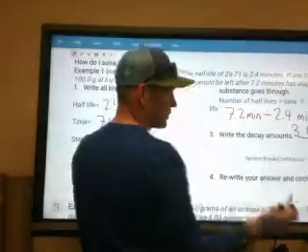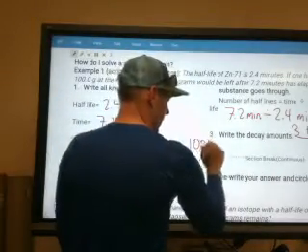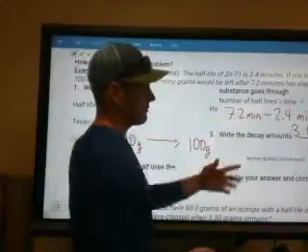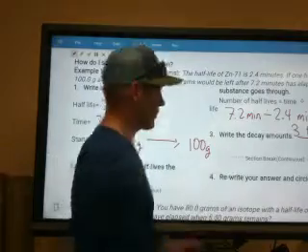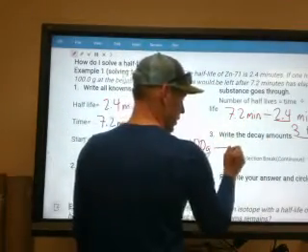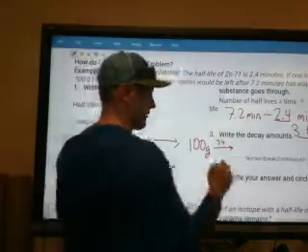So step 3 is we just write the decay amounts. Now the way that we do that is we begin with our starting amount, so that's 100 grams, so that goes here, and we decay it 3 times, okay, because it goes through 3 half-lives. Now remember, each half-life time is 2.4 minutes, so we can draw an arrow and we can put a little 2.4 here to show that that's 1 half-life.